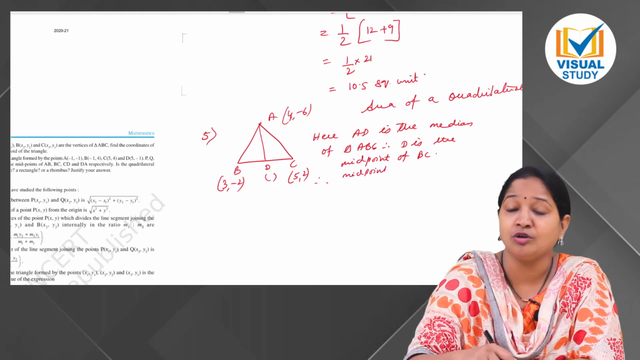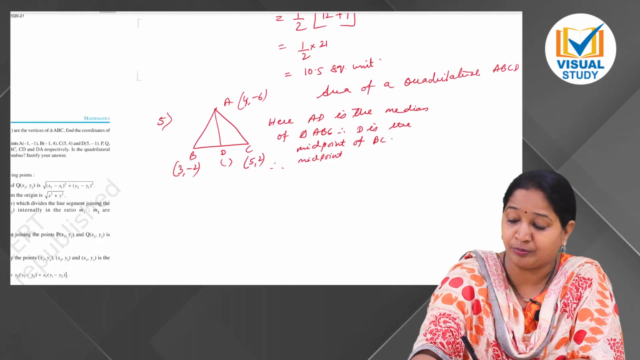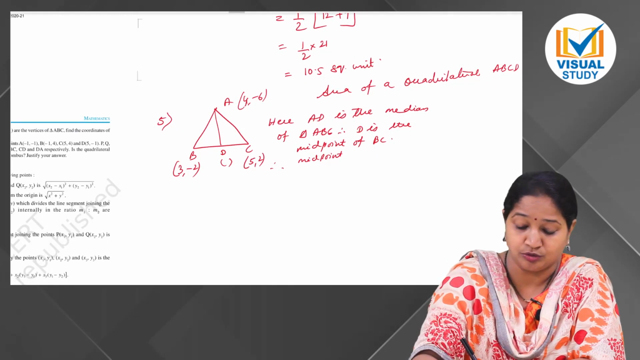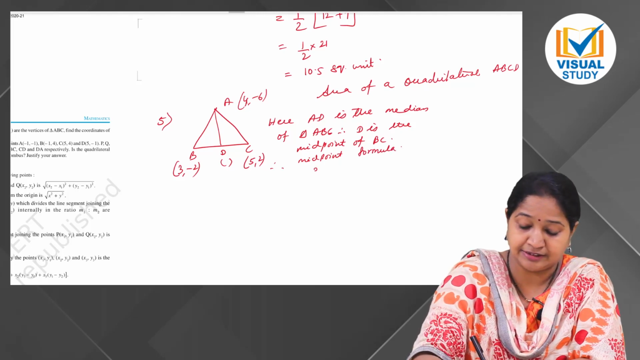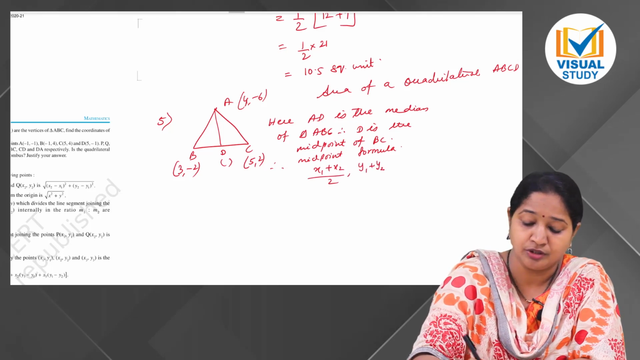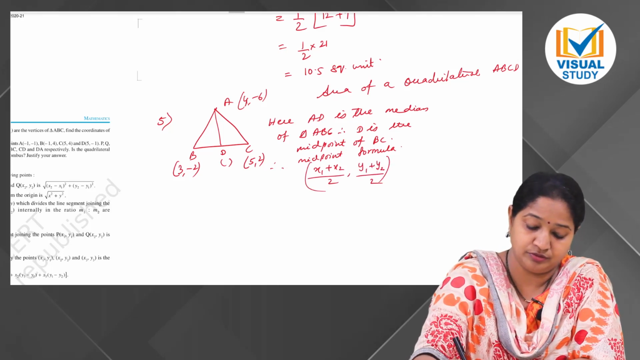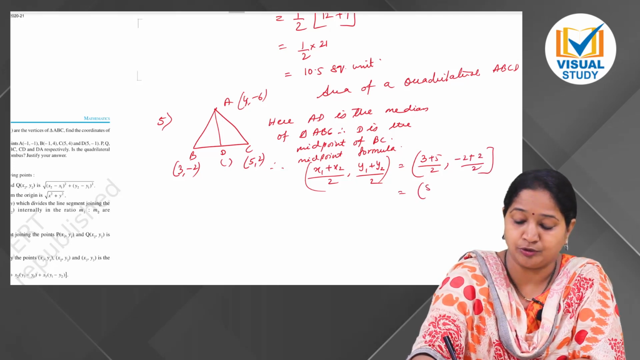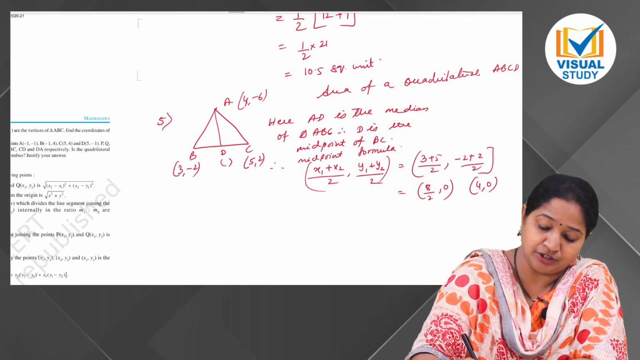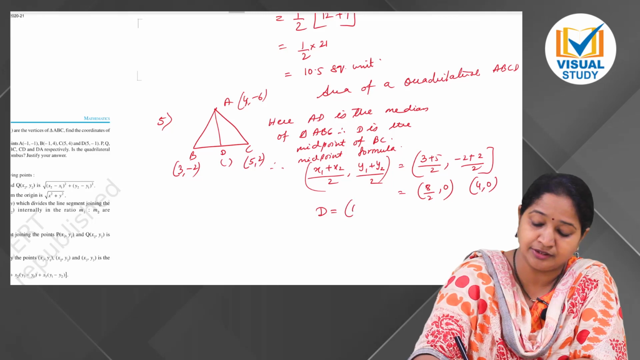The midpoint formula is (x1 plus x2) upon 2 and (y1 plus y2) upon 2. That is (3 plus 5) upon 2 and (-2 plus 2) upon 2, which is 8 upon 2, 0, and you get 4 and 0. So your D point is (4, 0).